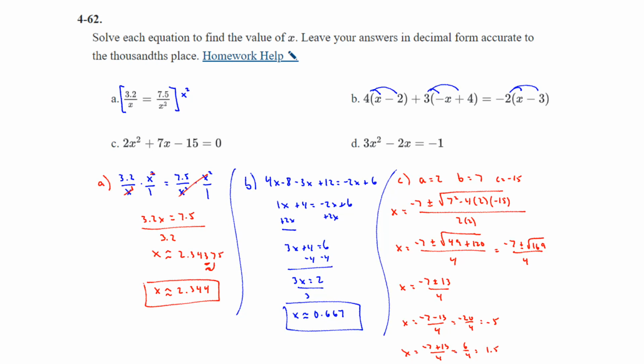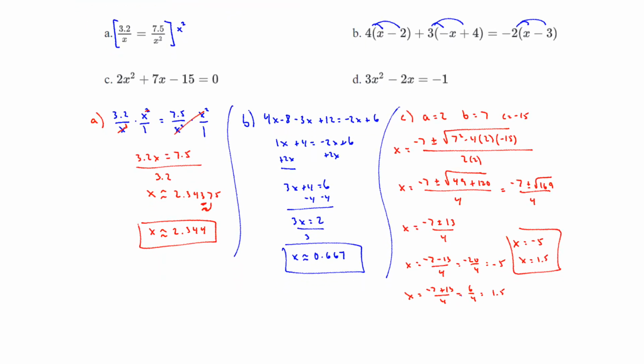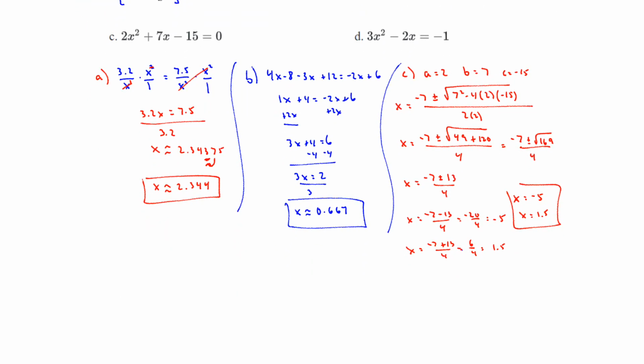So we get two solutions. X equals negative 5 and x equals 1.5. And then on to D. Move this up a little bit here.